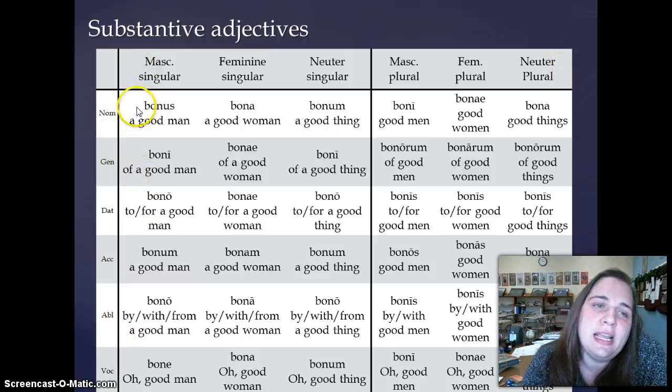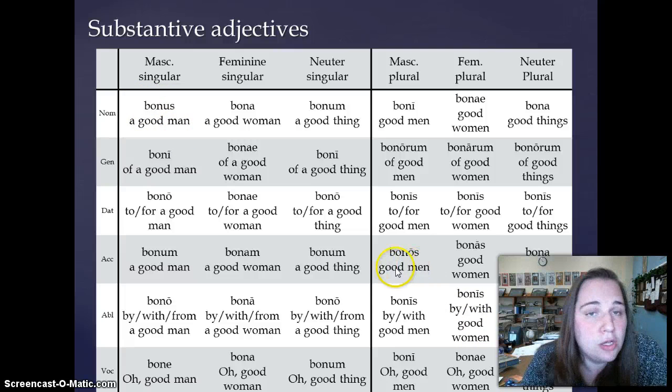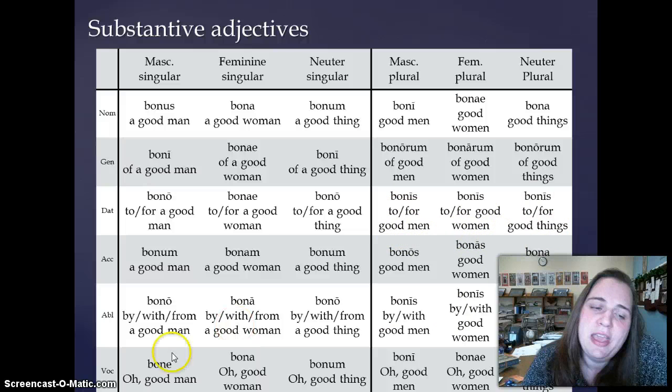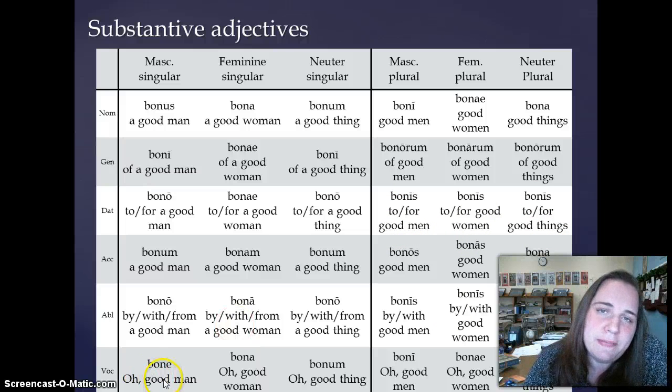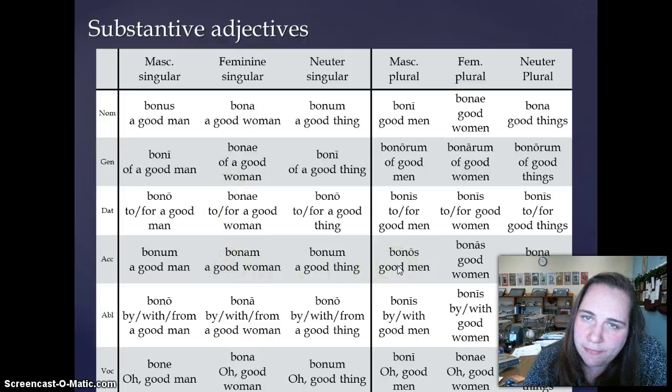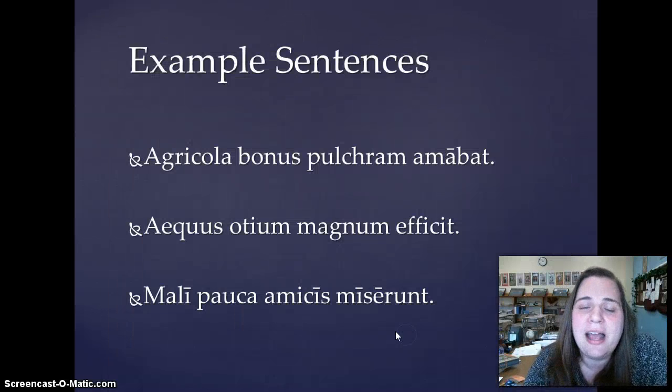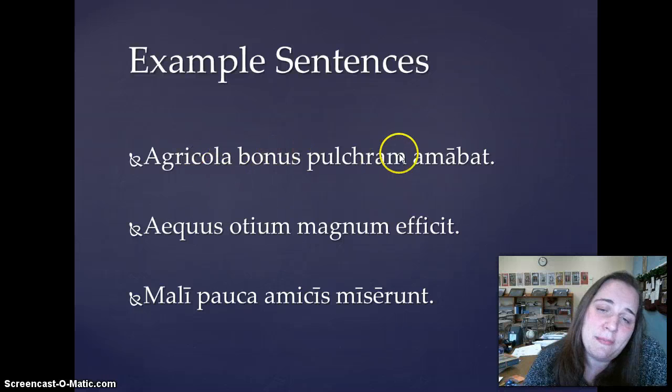So, if you see the substantive adjective bonus, you know to translate it a good man. If you see bonos, good men. If you see bonis, depending on the context of the sentence, it's going to be the good men or women or things, right? If you see bone, oh, good man, right? And again, I want you to take a couple of minutes, push pause, and copy out this chart because it will help you, okay?